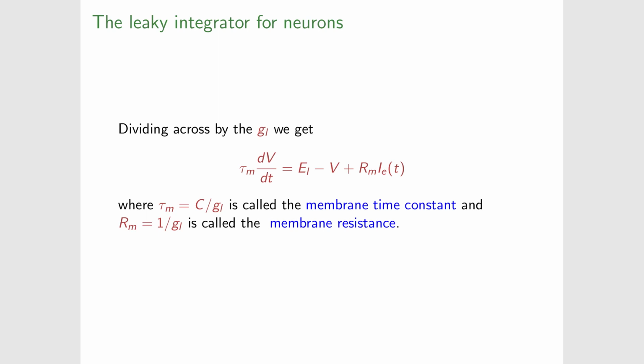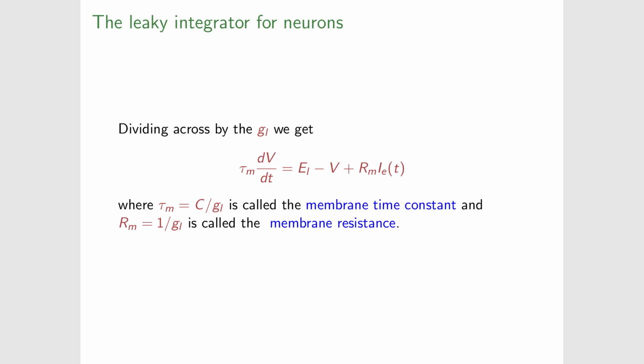As we did with the bucket equation, it's nice to divide across by the G, in this case the G_L. So we call tau_m equal to C over G_L. It's called the membrane time constant. You will remember that tau looks like a time constant. And so tau_m is the time constant associated with the neuron. It's one of the basic properties of a neuron. People who are studying a particular neuron type, one of the first things they'll do once they start doing electrophysiology is to measure the membrane time constant.